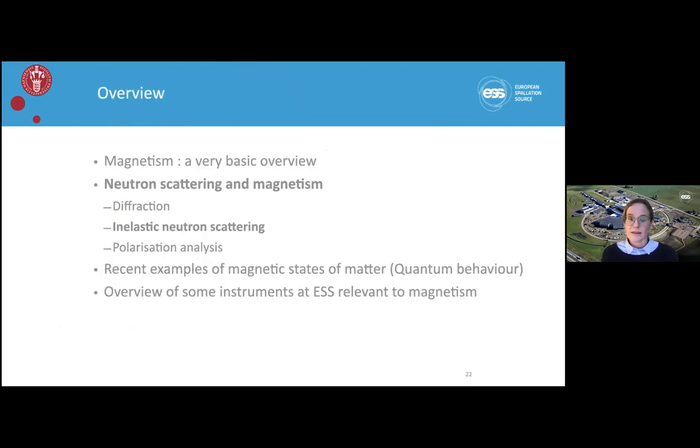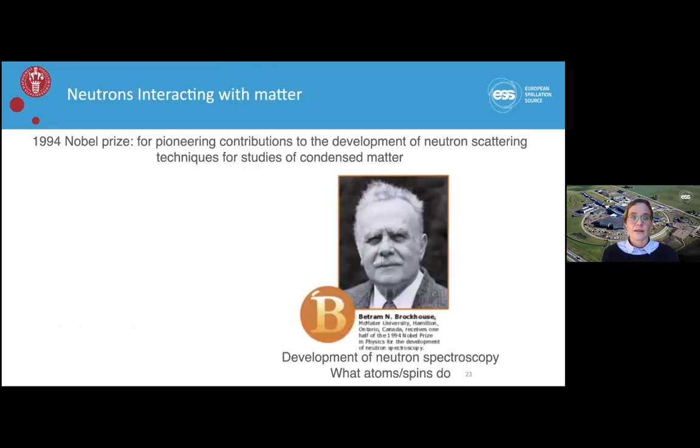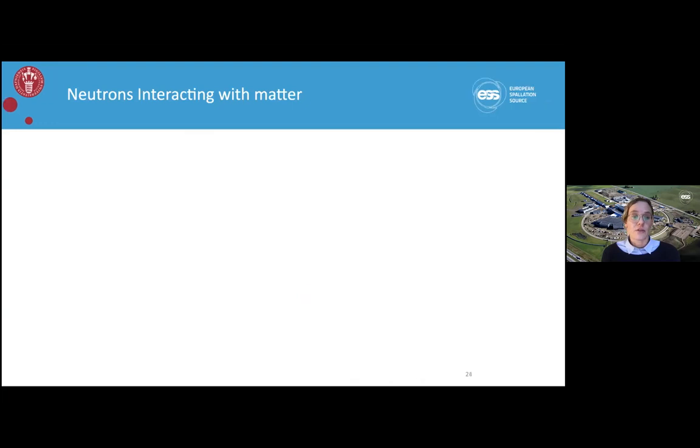So now inelastic neutron scattering, this is something that is less spoken about in general neutron scattering courses. Bertram Brockhouse was awarded the prize, as I said, for the development of neutron spectroscopy, showing what atoms and spins do, how they move.